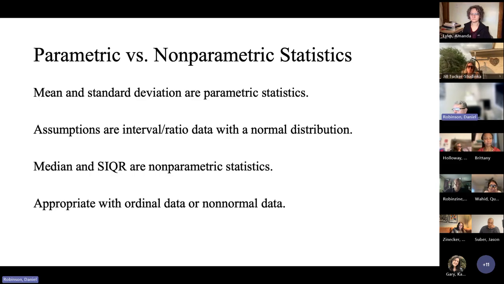That SIQR, by the way, stands for semi-interquartile range. And everybody knows what a median is.